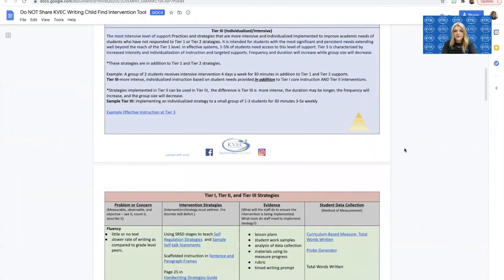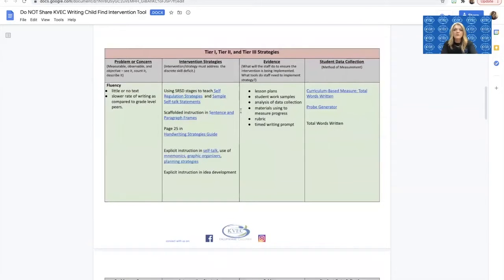Tier 3 interventions are your most intensive level of support for your students. They are individualized to improve academic needs of your student. So for example, this would look like implementing an individualized strategy to a small group of 1 to 3 students for maybe 30 minutes, 3 to 5 times a week. This would be implemented in addition to Tier 1 instruction and the Tier 2 interventions as well.